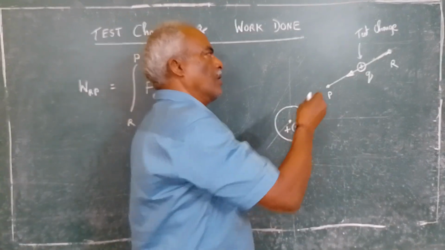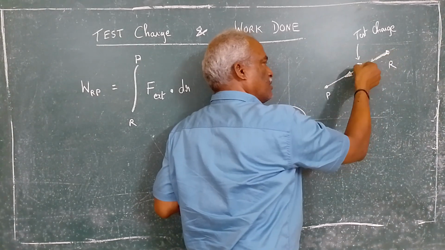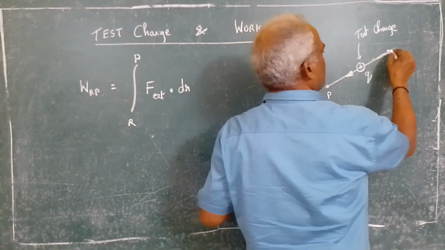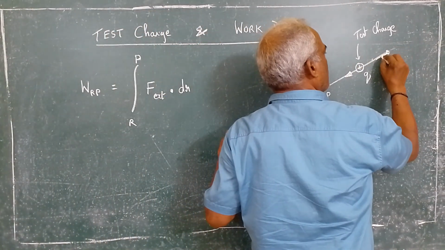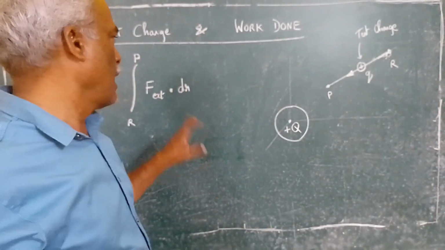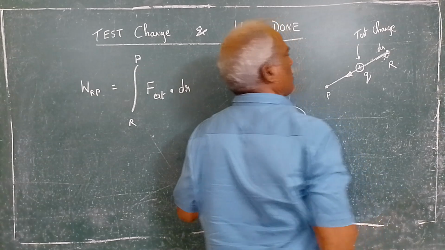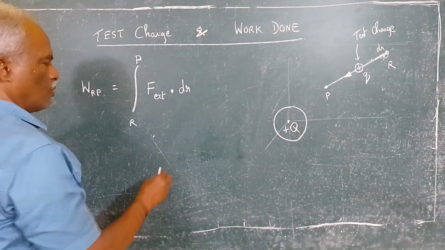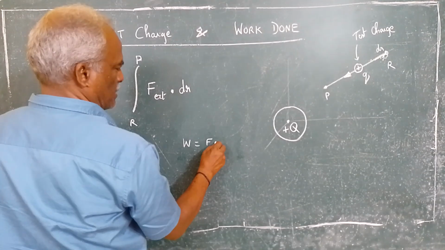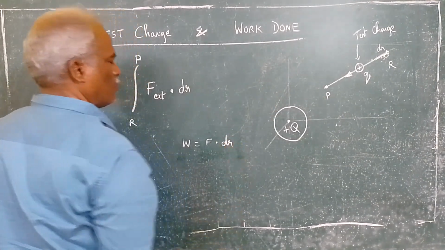So a work has to be done if this charge has to move from here to here. Suppose it moves from this point to this point, say this distance is very small. I am calling it dr. So work done is equal to force into displacement. Here the displacement is dr. Both are vectors.